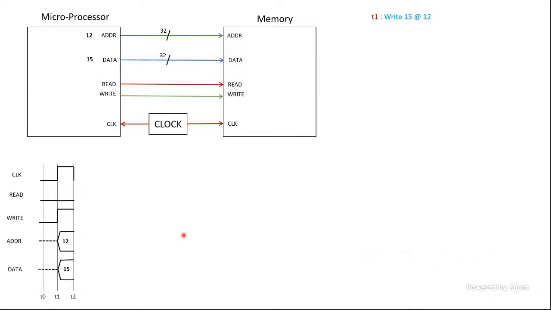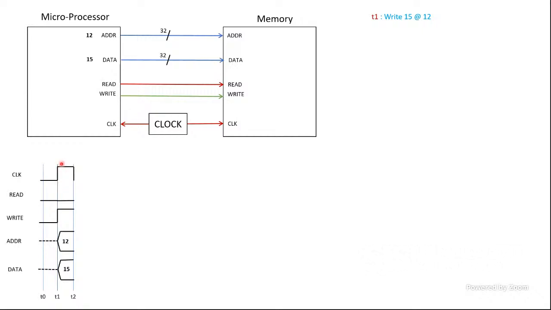Now at this point, your clock goes to 0, read and write do not change, and your data and address bus values do not change. So nothing is happening. Usually in a digital system, at this time point, T2, where the clock goes from high to low, nothing happens. What happens is only when the clock goes from low to high.